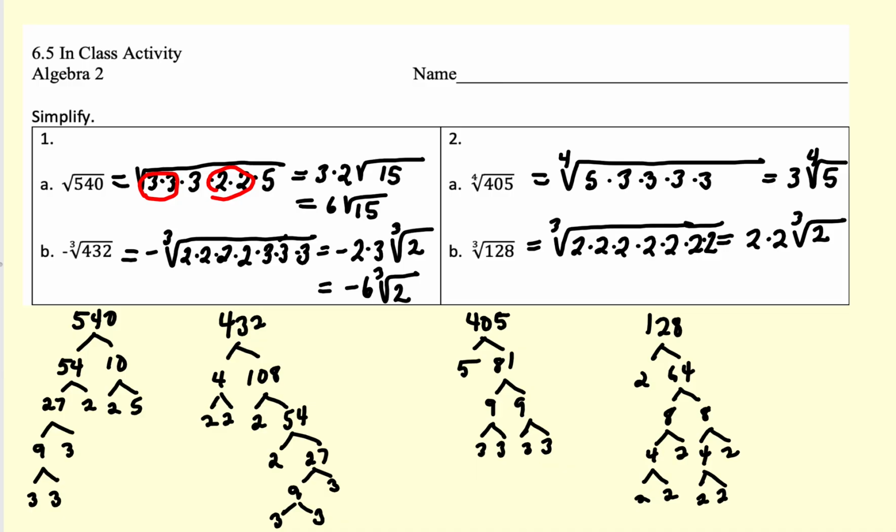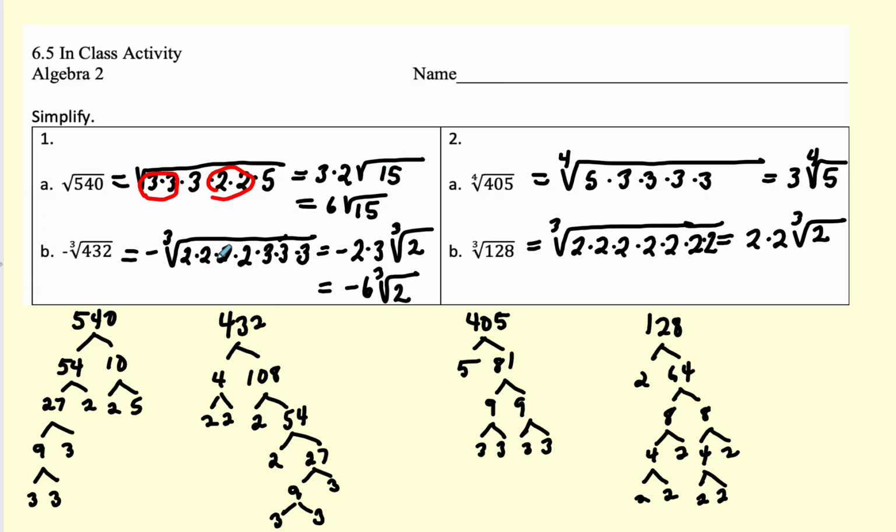And you can see what I'm doing is I am pulling out anything. Well, this is a square root, so things in groups of 2 get to come out. And you can see that I'm going to have 3 times 2, which is 6. There is a 3 and a 5 still left, so it's 6 root 15.